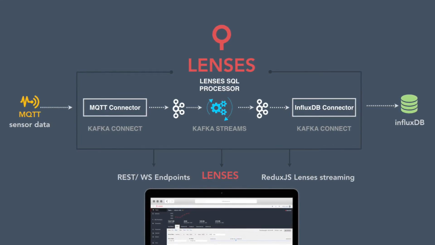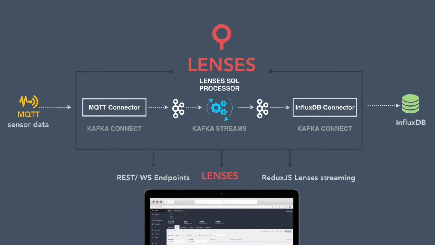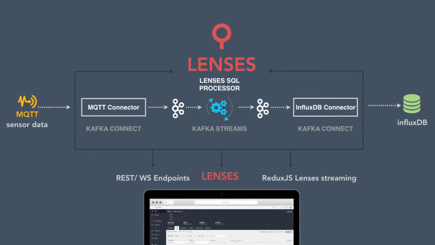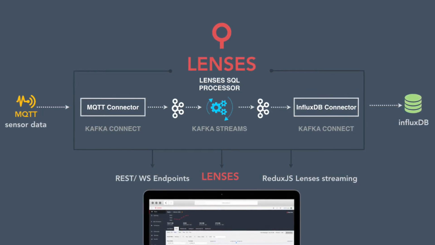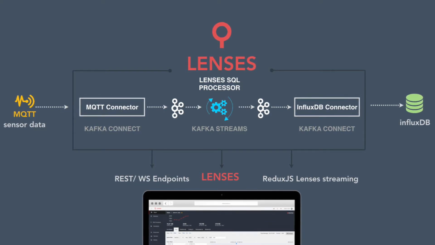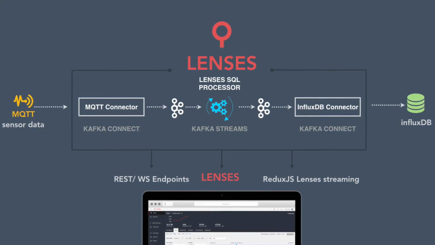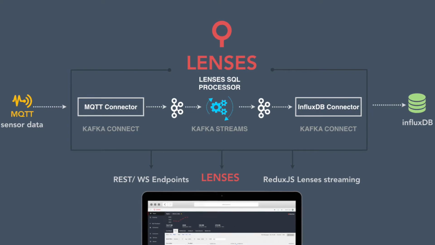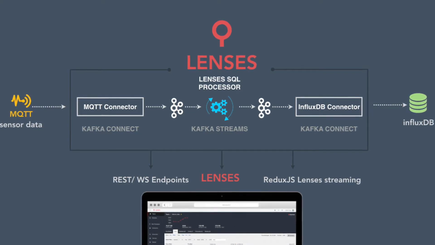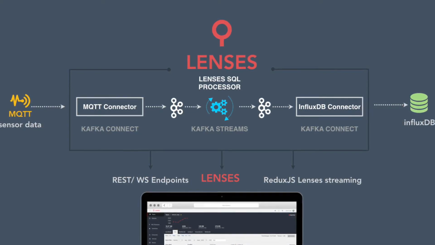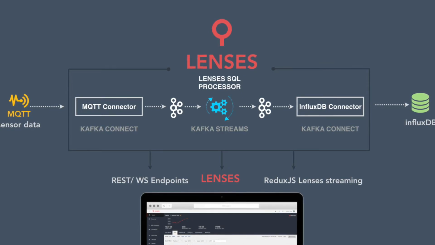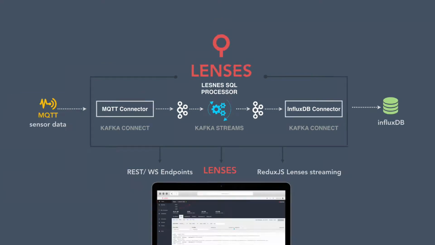Lenses is the key element here, making the entire task a lot easier. How? It gives you the Connect management capabilities to provision and monitor your connectors. It gives you the Lenses SQL engine, so you can write your Kafka Streams application in SQL-like syntax, obviously with monitoring and scaling out of the box. Furthermore, you get the endpoints and the Redux.js library to integrate with Lenses if you need to.